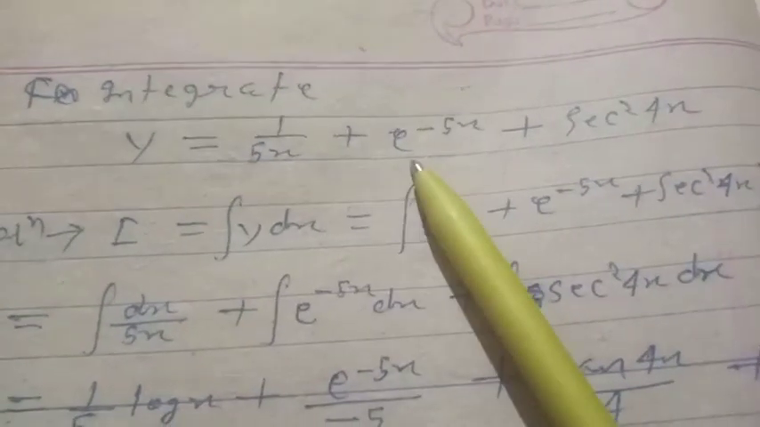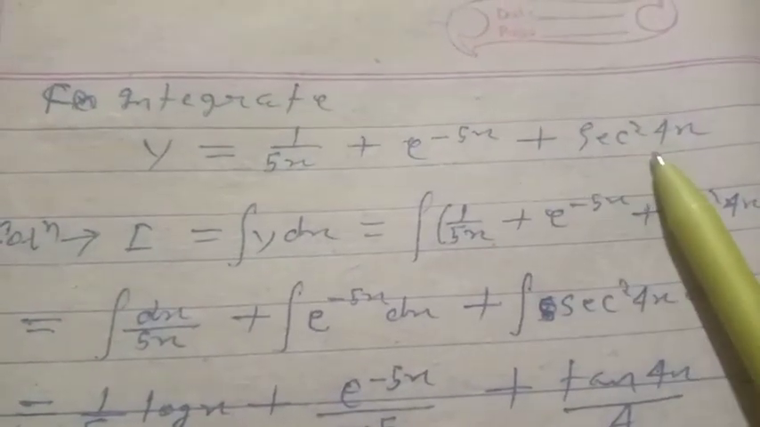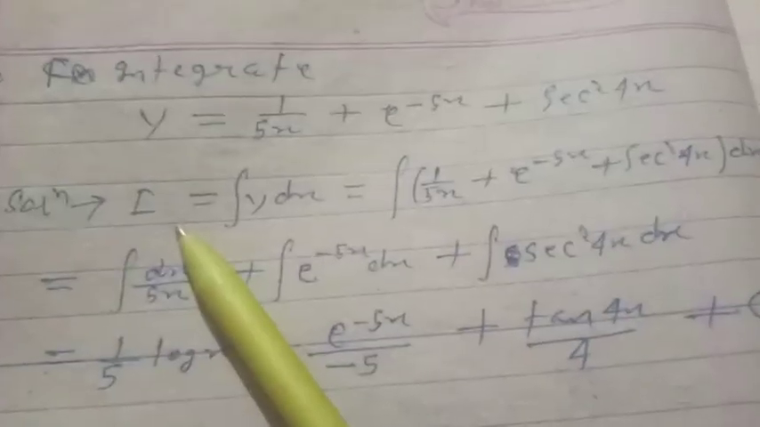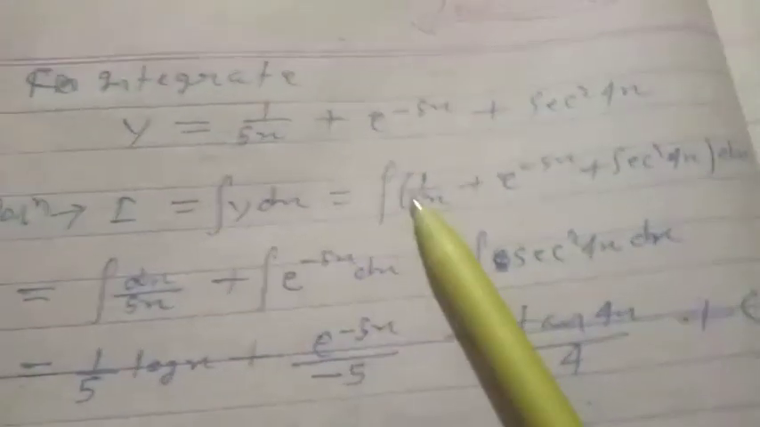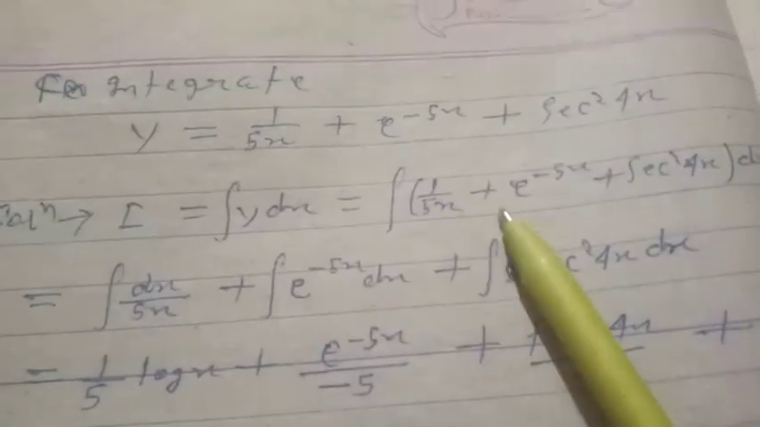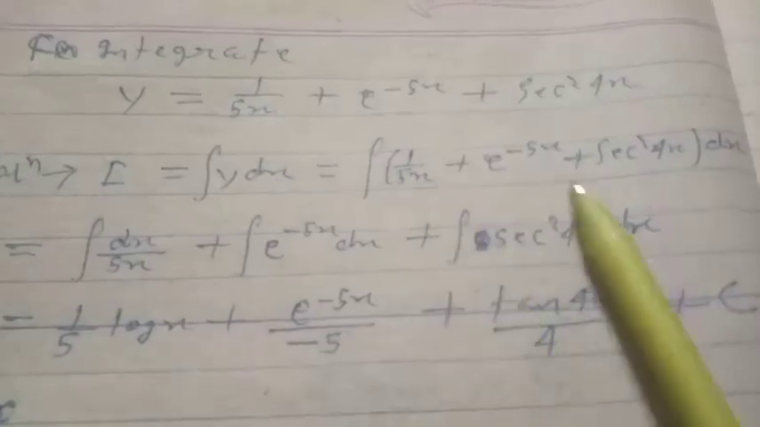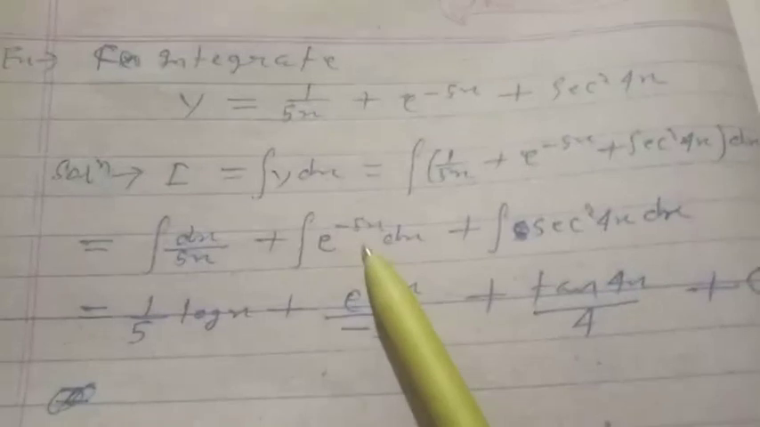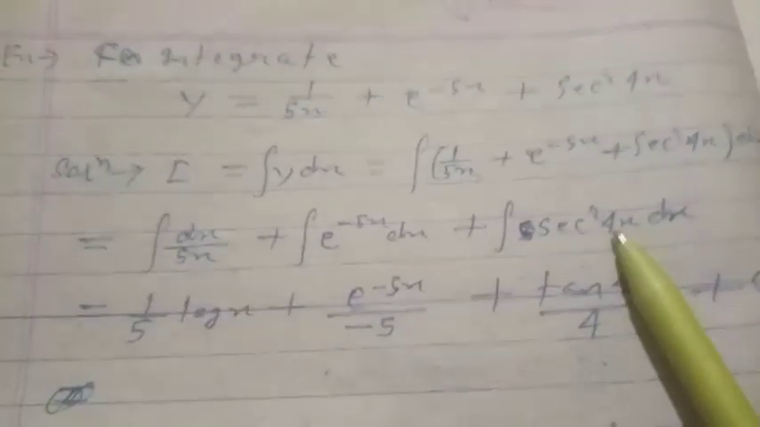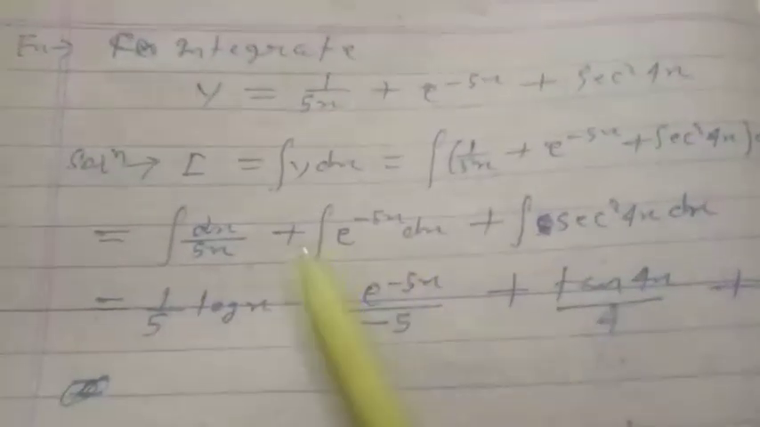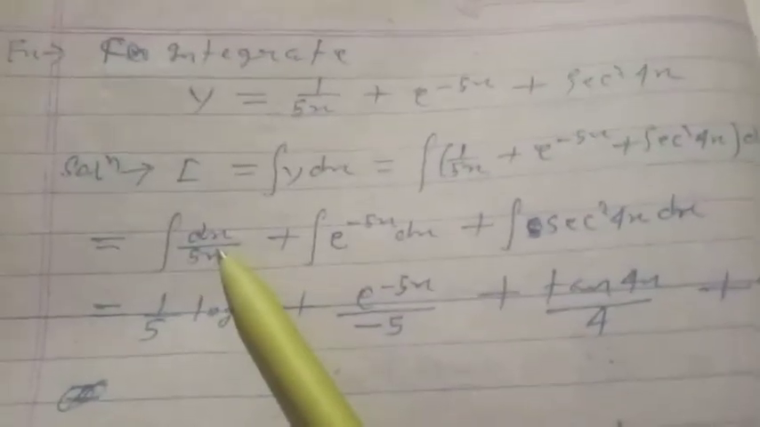Example: integrate y equals 1 by 5x plus e to the power minus 5x plus sec square 4x. So we have I equals integration of y dx. Put the value of y: integration of (1 by 5x plus e to the power minus 5x plus sec square 4x) dx. Now each term can be integrated separately. So integration of dx by 5x plus integration of e to the power minus 5x dx plus integration of sec square 4x dx. Using the formulas, integration of dx by x is equal to log x.